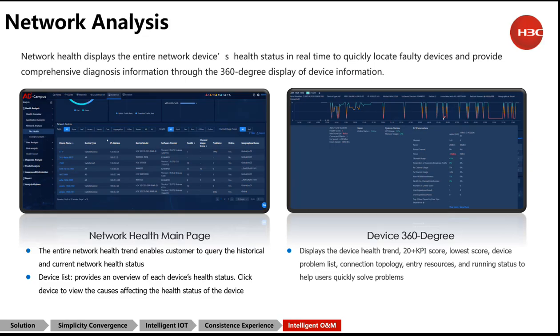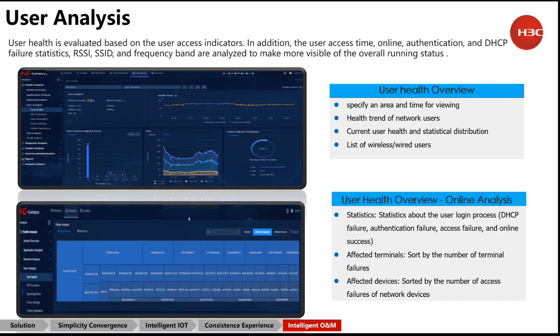So looking at network analysis. What network analysis does is it looks at the network as a whole, again, from the wired, wireless, PON, the entire aspect of the network. And it also gives you the ability to do a 360 view of the network from a specific device's perspective. So you can look at the network health with 20 plus KPIs to measure the network as a whole, as well as dive down to individual devices to see how the network's behaving and performing from that single device's point of view.